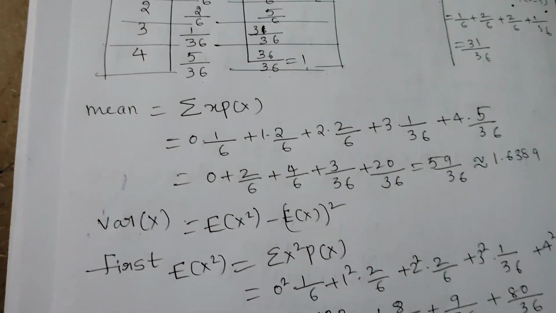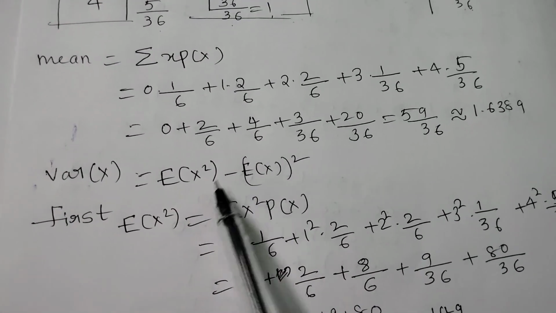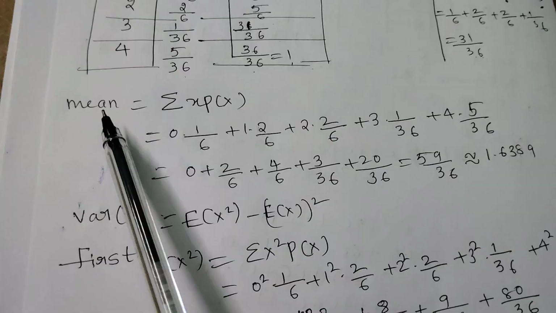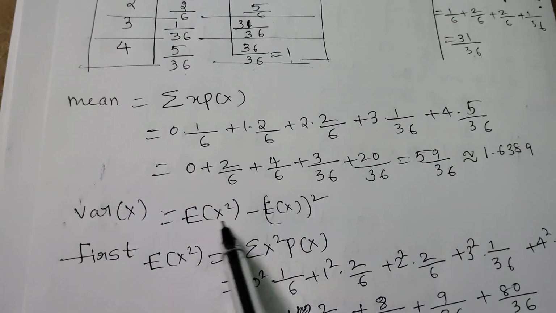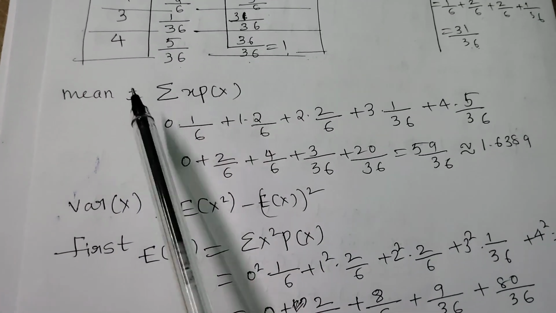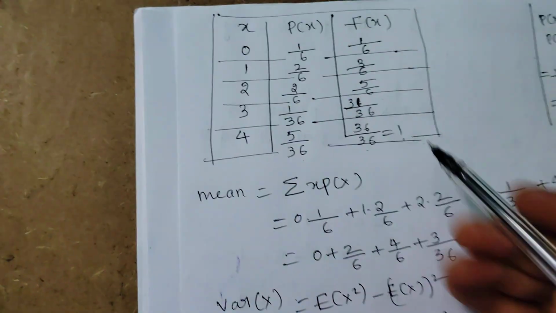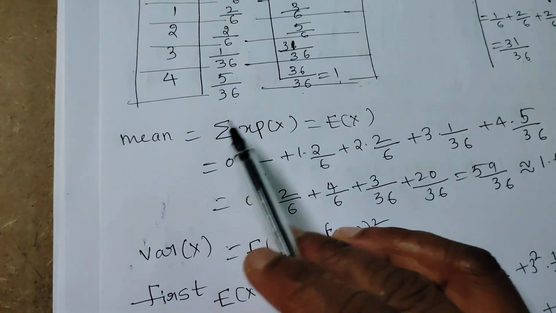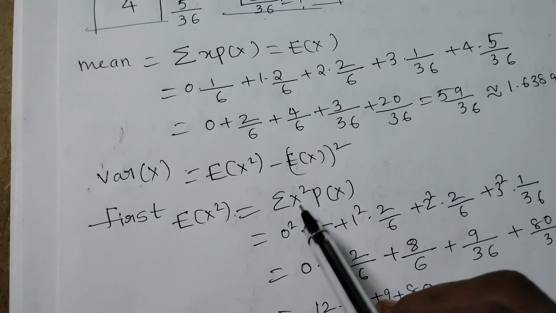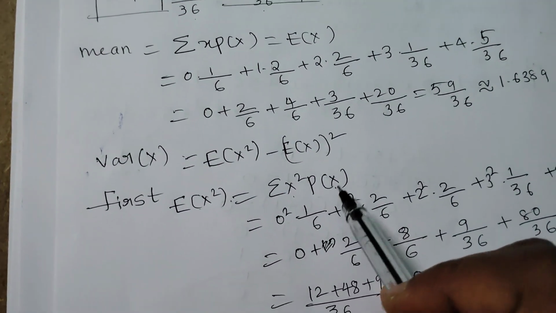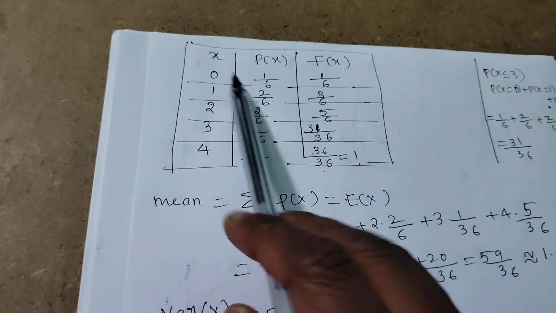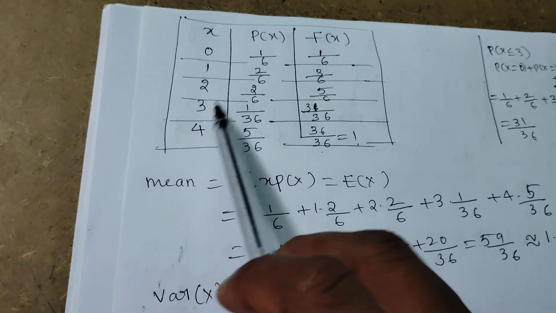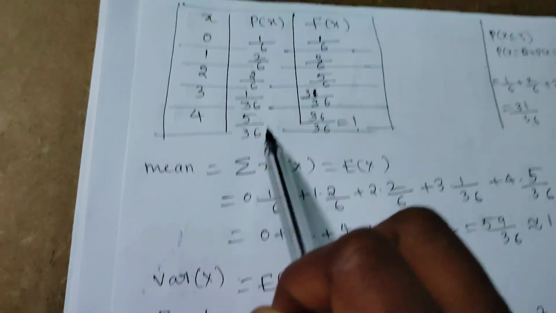Next, variance. The variance formula is E of X square minus E of X whole square. E of X means x into P of x. Here the mean we can also write as E of X. E of X square means x square into P of x. So x square into P of x means 0 square into 1 by 6, 1 square into 2 by 6, next 2 square into 2 by 6, 3 square into 1 by 36, 4 square into 5 by 36.